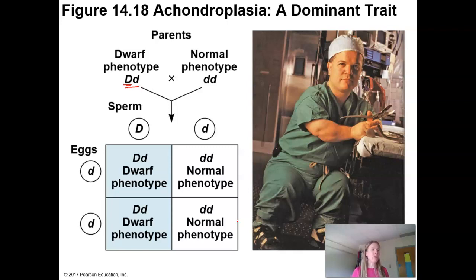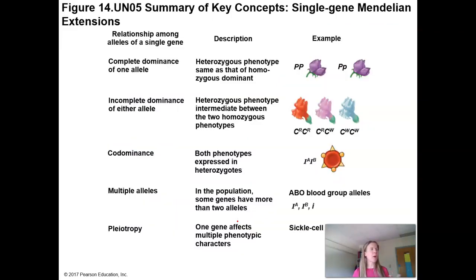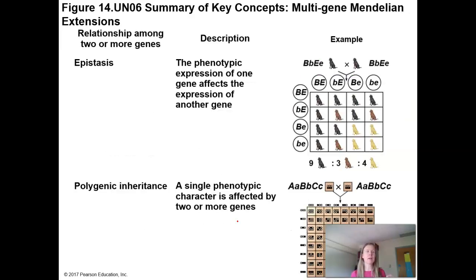Okay, so I'm going to end it there. I did want to point out at the end of the chapter, they had some really nice summaries of this because I know there's a lot here, kind of different patterns of inheritance, including those crazy like polygenic inheritance and epistasis. And so check out that summary if you need to kind of go over this again. Okay.